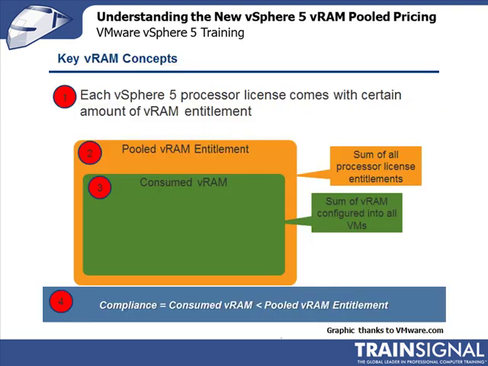So here are some key vRAM concepts thanks to a graphic over at VMware.com. Each vSphere 5 processor license comes with a certain amount of vRAM entitled. All of your vSphere 5 processor license vRAM entitlements are pooled together. That's the number 2 on the slide there. They're pooled together, and that's the amount of RAM that you have entitled to you. Then the total of all the configured virtual RAM on all of your virtual machines is pooled together to come up with a consumed RAM number, and then you're in compliance with your end user license agreement if your consumed RAM is less than your pooled virtual RAM entitlement.